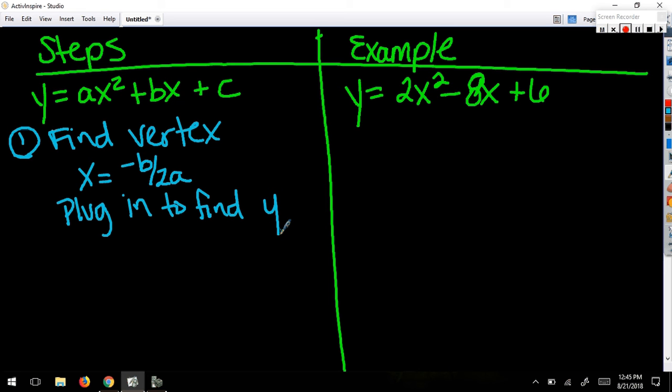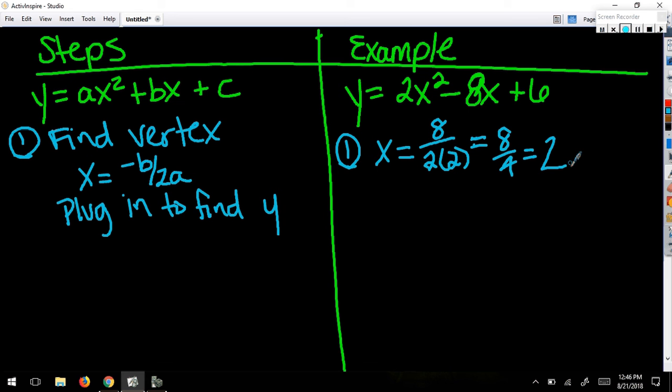So step over to the example on the right side. If I find the vertex here, what is the x part? Let's plug in. What goes on top? 8, because it's negative 8 here, so I'm going to do opposite b. So 8 over 2 times 2, because it's 2a. So 8 over 4, I hope you can do that in your head, gives me 2.